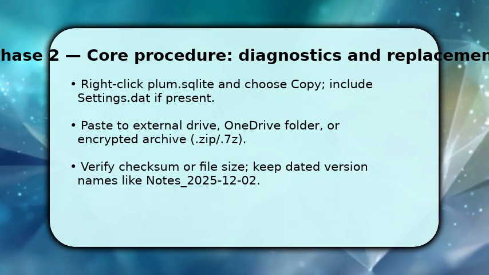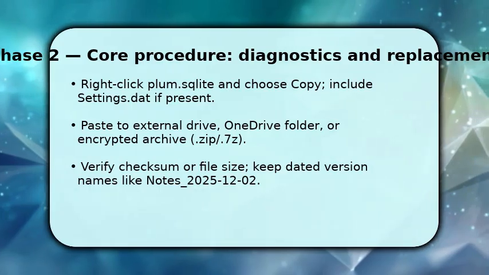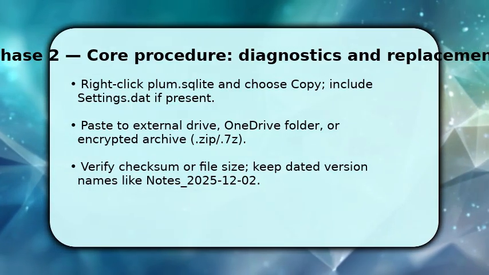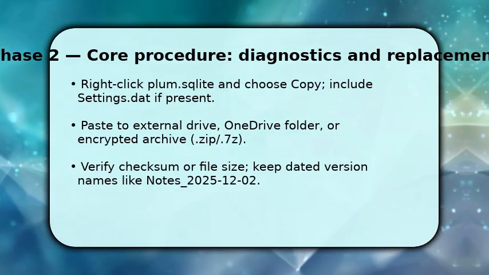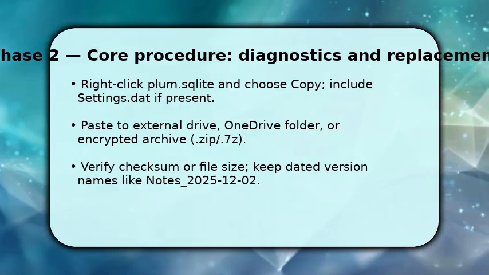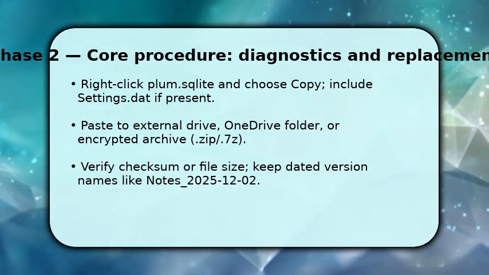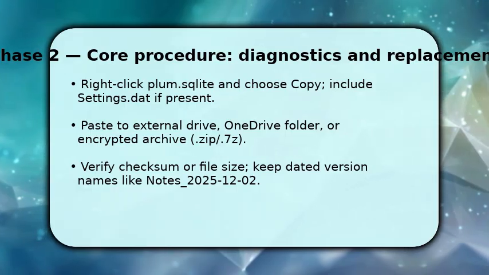Once you've found plum.sqlite, right-click and copy it. Also copy settings.dat if present. Now paste those files into your chosen backup location: an external drive, a OneDrive folder, or an encrypted archive like zip or 7z for extra safety.